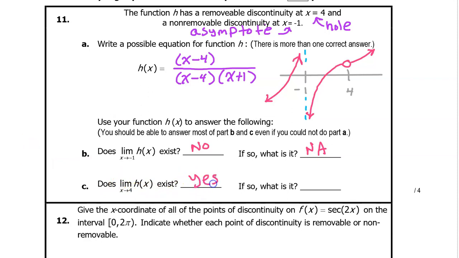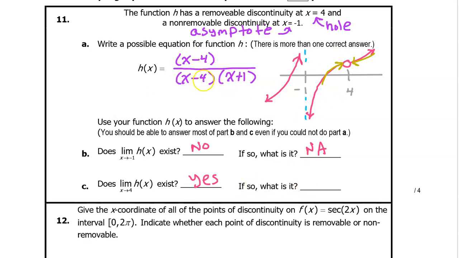Yes, it does. We know that there is a hole at x equals 4. So the limit as we approach 4 from the left is going to be the same as the limit as we approach 4 from the right. And if we approach the same value from the left and the right, the limit does exist. Whenever it's a hole, the limit does exist. If so, what is it?